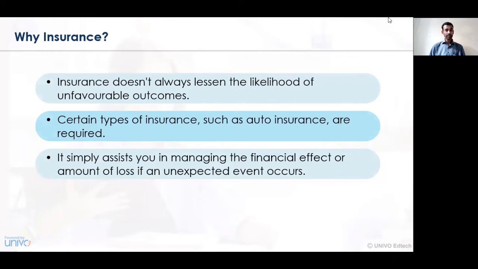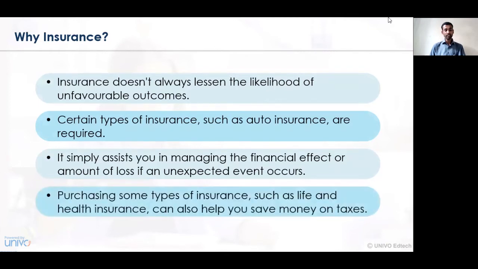Now, this particular loss will be compensated only when an unexpected event has occurred. So the event must be an unexpected one, and accordingly, the loss must be actually suffered by an individual. Purchasing certain types of insurance, such as life insurance and health insurance, is also essentially required.